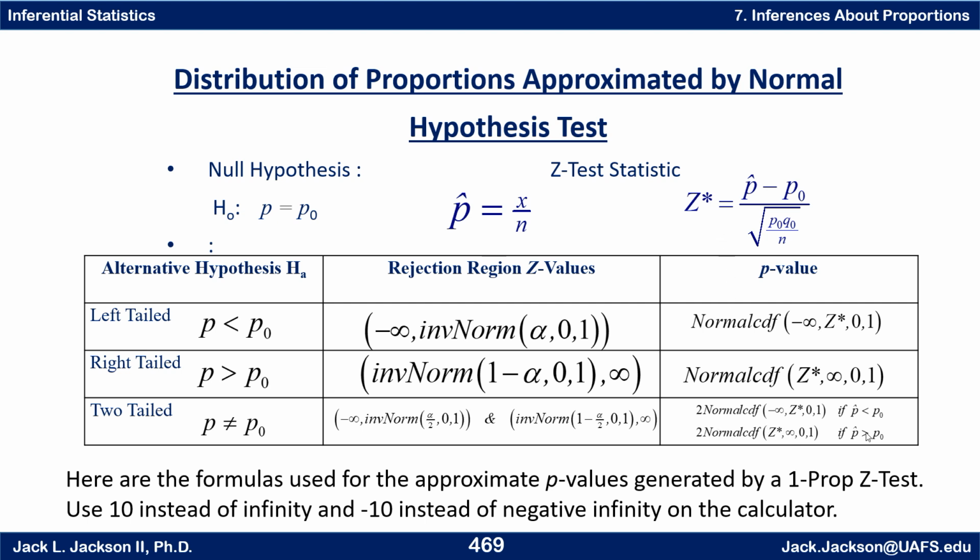That's all. So if p hat is less than p naught, you find the probability to the left of that and double it for your p-value. If p hat is greater than p naught, you find the probability to the right of that and double it for your p-value.